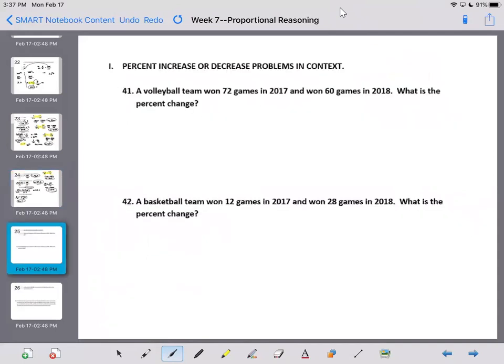So let's look at some with percent increase, decrease. And when you're solving these, you're looking for the difference. And when you find the difference, you're going to divide that by the original amount.